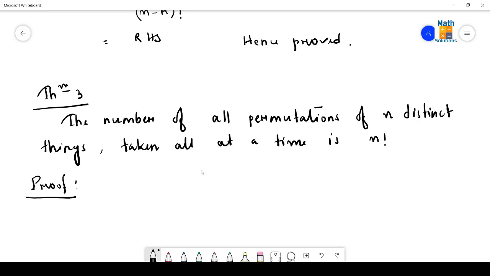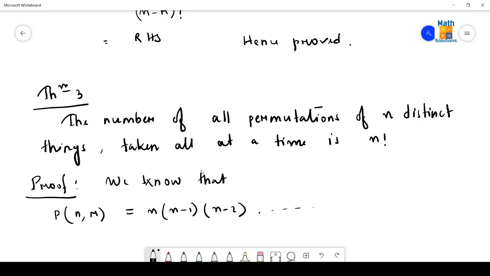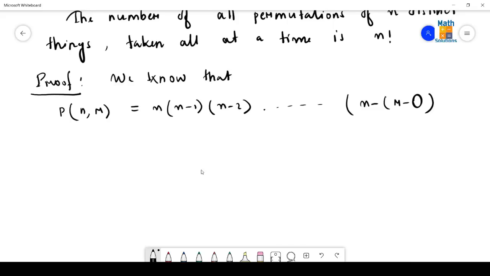So coming to the proof part, we already know, and I want to state the first theorem once again. We know that PnR is equal to n into n minus 1, n minus 2, continuation up to n minus r minus 1. Yes or no? In the first theorem only, I got it. So coming to the next steps, let us first delete this part.